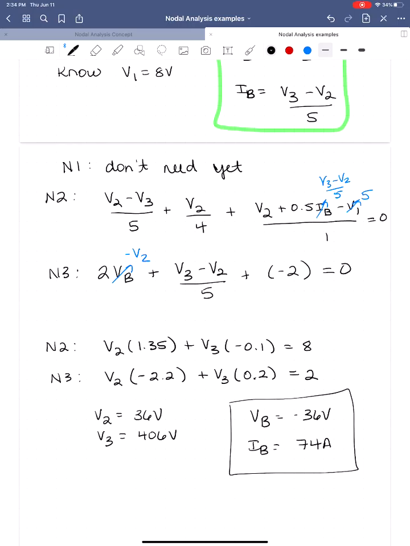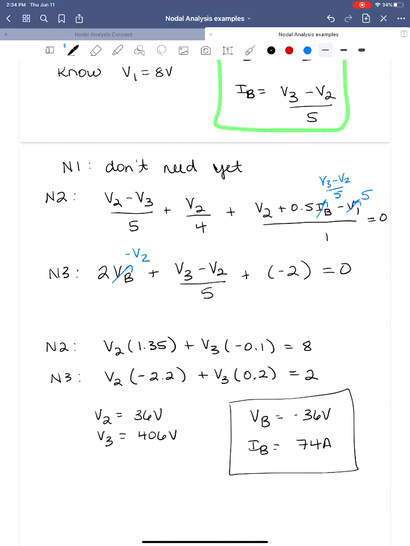But I encourage you to solve for the power delivered by the sources and absorbed by the resistors. I will probably work this problem and do power delivered and absorbed. I'm going to try to have one live session next week, and I'll do that just so you can see it. But I encourage you to do it.